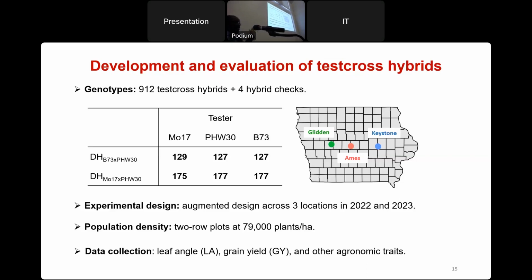The primary traits that we collected data on were leaf angle and grain yield, but also other potential traits that can affect grain yield, which we fitted in the model as covariates to adjust for the effect.